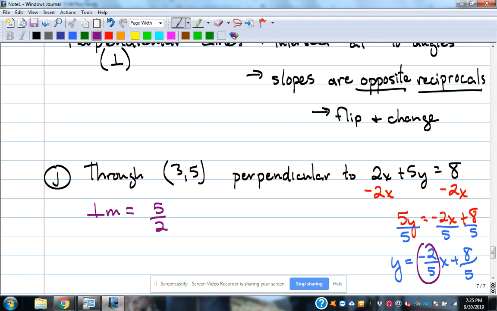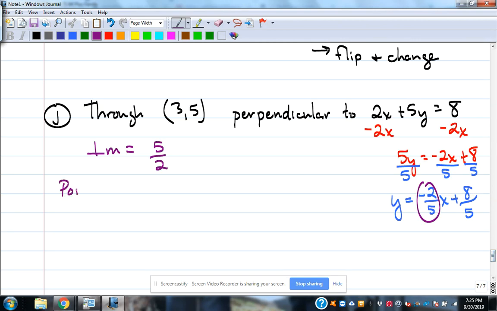Most common mistake is folks will flip it over and forget to change the sign. That's what happens most of the time in this section. Folks forget to change the sign. I don't know why that happens more than folks forgetting to flip it, but folks forget to change the sign more than they forget to flip it. So change that to 5/2, and then I rewrite my equation with that point and that new slope.